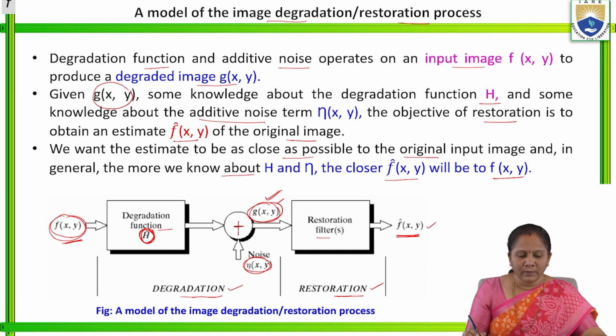So this is the basic procedure we will use to perform the degradation and restoration process for image enhancement, for improving the quality of the image. Now we will see how to represent this degradation block output g of x comma y in terms of spatial domain and frequency domain.